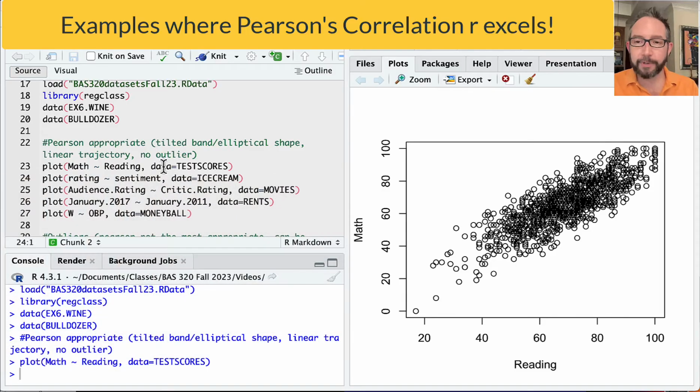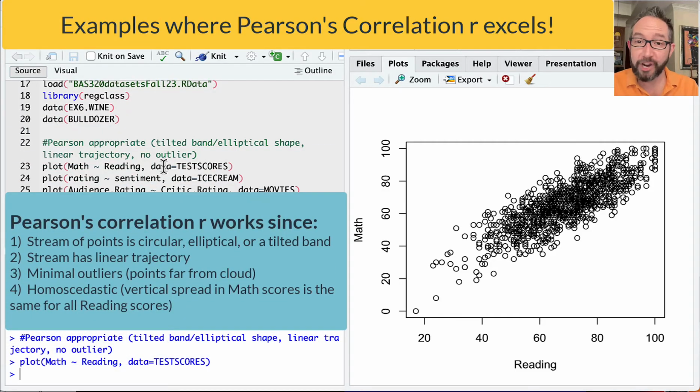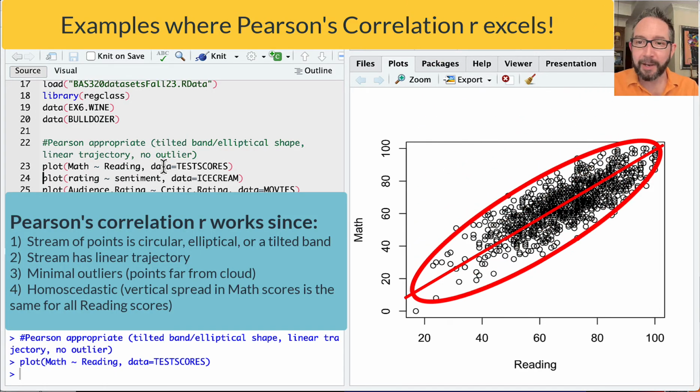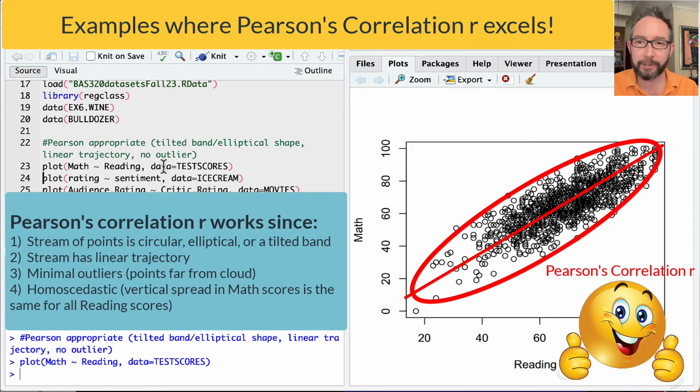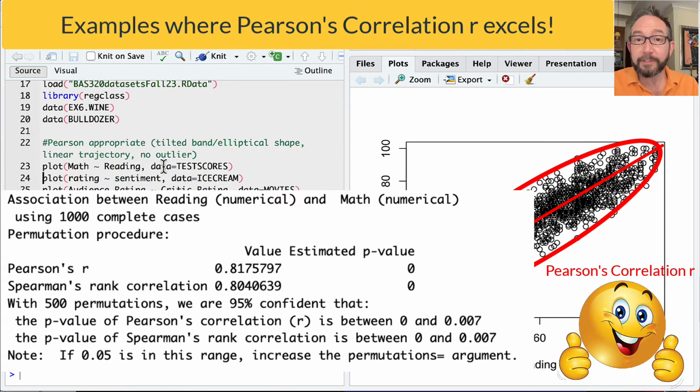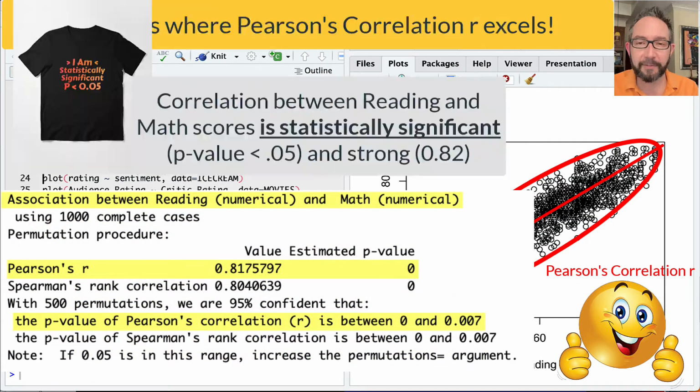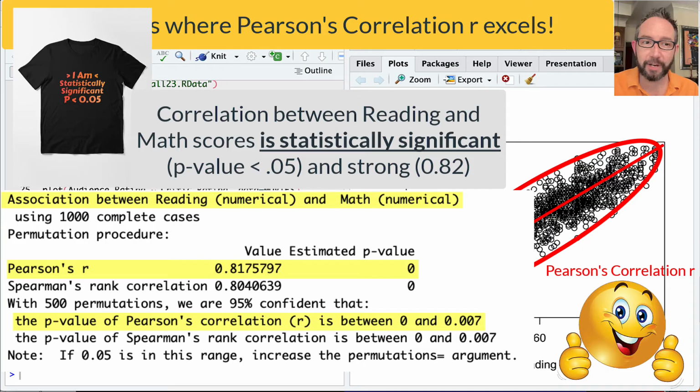So we look at this stream of points and we see that the trajectory is well described by a straight line. The overall shape of the stream of points is well described by an ellipse, and there aren't any major outliers, so we know that Pearson's correlation indeed is going to do a great job at capturing the strength of the relationship. And so we could look to see if we do have a statistically significant relationship by running the associate command.